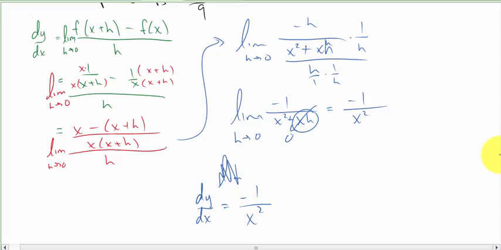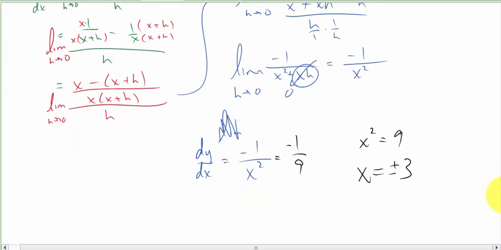And remember, the derivative finds us the slope of the line tangent to the curve. So we want to know where this equals negative 1/9. So x squared needs to equal 9. X is positive or negative 3. So the points, the actual ordered pairs where the tangent line will have a slope, a gradient, equal to negative 1/9, are 3, 1/3 and negative 3, negative 1/3.